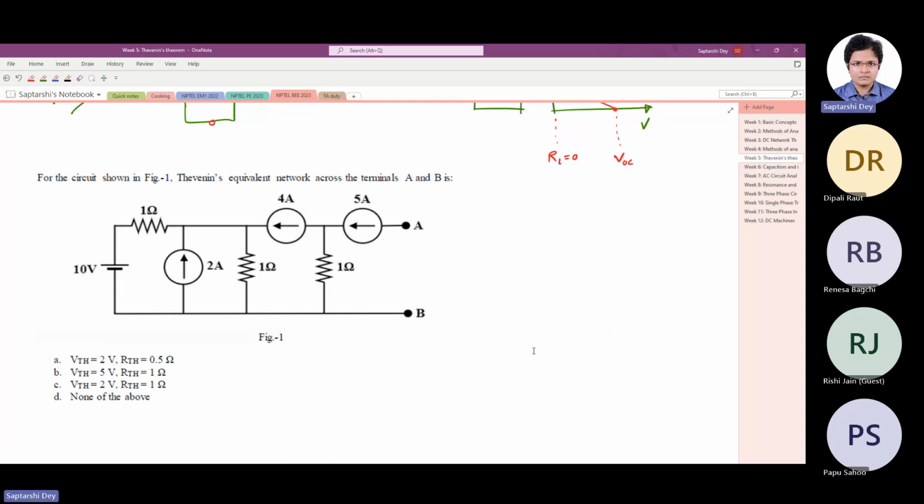Do you see something wrong in this circuit? Hello. Yeah, go ahead, Dipali. Current direction are wrong and also already open circuited. A or B. Sure. Which is open circuit? Go ahead once again, please. So this 5 ampere current source is open circuited.